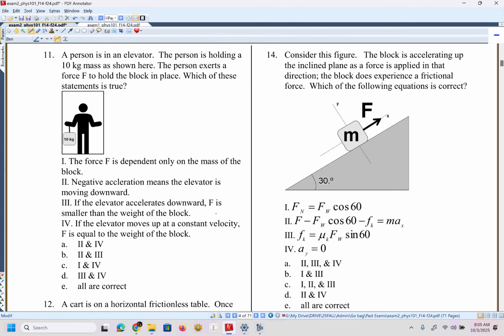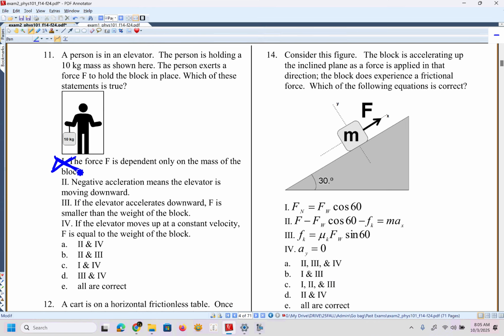Okay. So a person is in an elevator. It's holding a 10-kilogram mass, as shown here. It's pretty heavy mass. He exerts a force F to hold it in place. Which of these is true? The force F is dependent only on the mass of the block. That's not true. It also depends: is the elevator accelerating upward, or accelerating downward, or stationary? So that's not true.